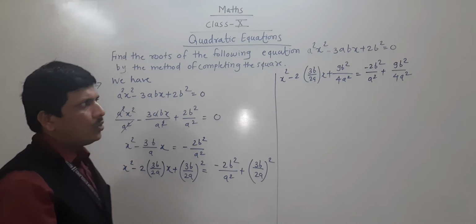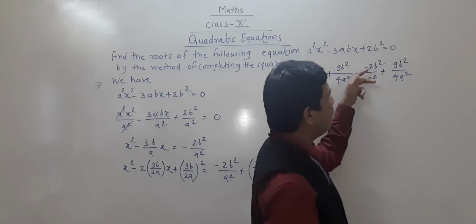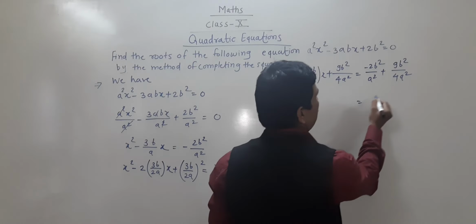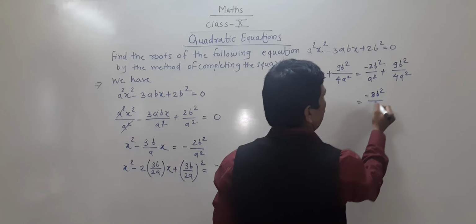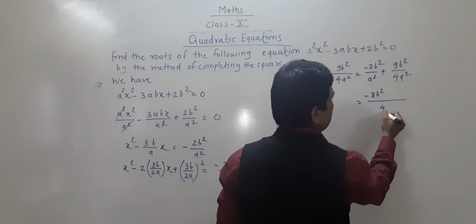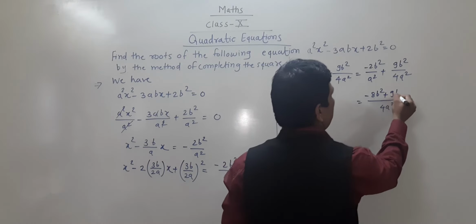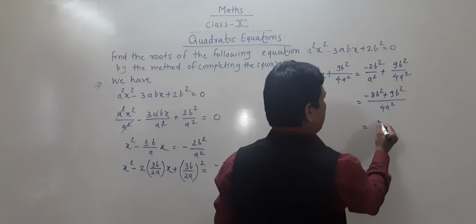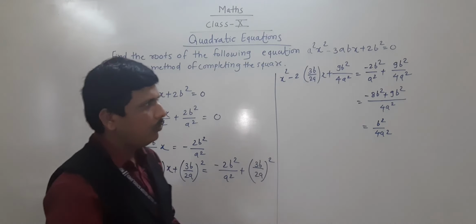Okay, so now we need to make the denominator the same. So we will multiply here by 4 and here also by 4. So that I will get equals here, 4 times minus 2 is minus 8b square upon, now the denominator is the same, so 4a square we can use directly, plus 9b square. So what are we going to get? 9b square minus 8b square will be b square upon 4a square. So that is the RHS we have now.